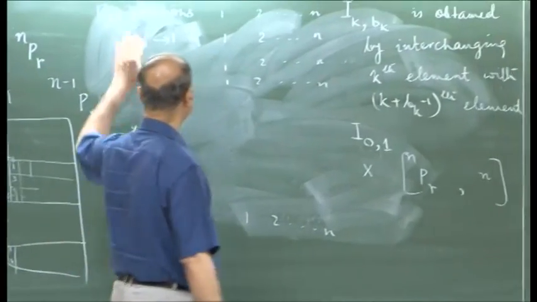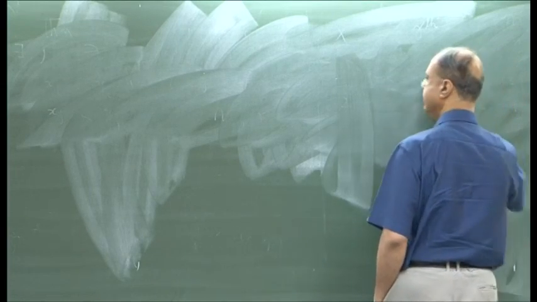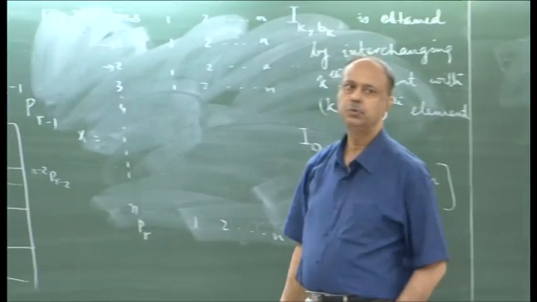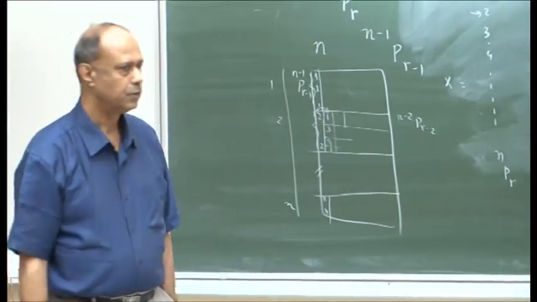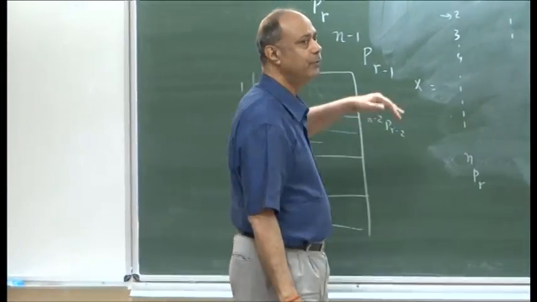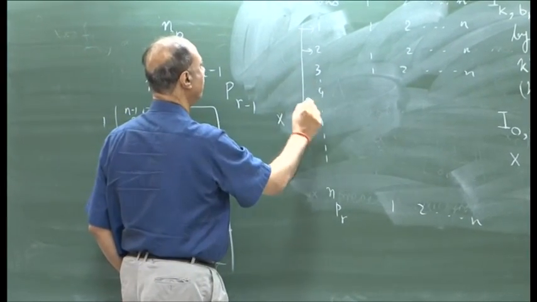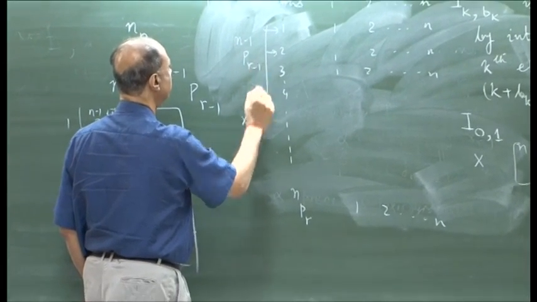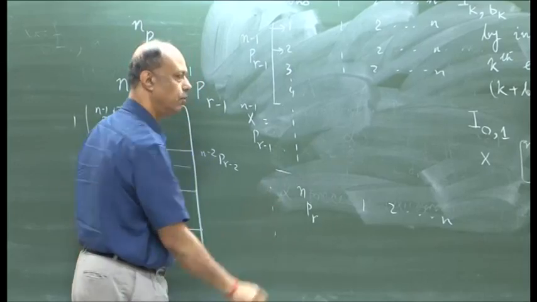As I told you, this is an r-iteration algorithm. At the first iteration, I divide these nPr rows into n groups, and this division is done equally. That means the first group is of size n-1 P r-1, the second group is also of size n-1 P r-1, and so on.